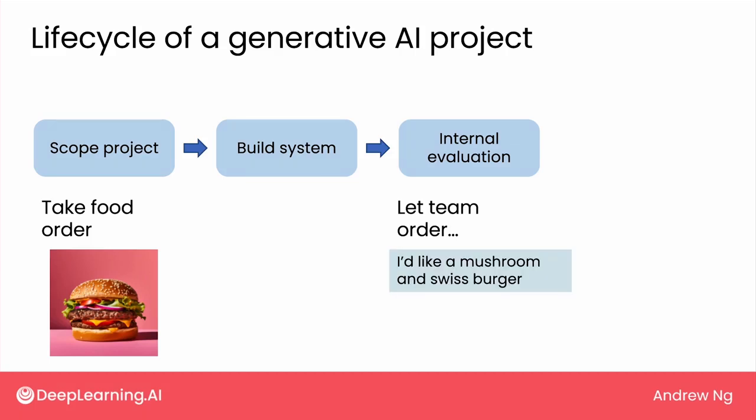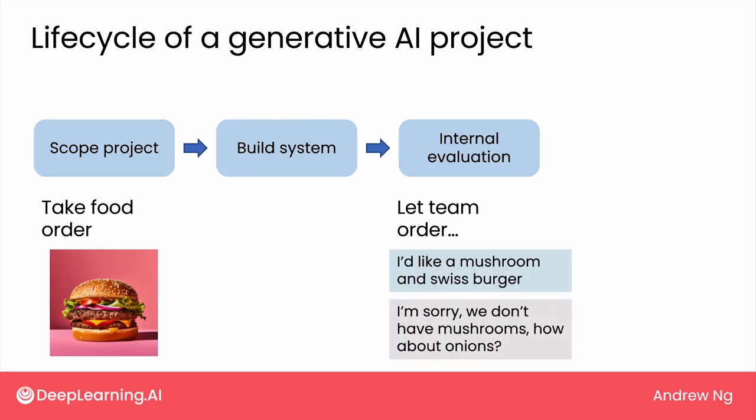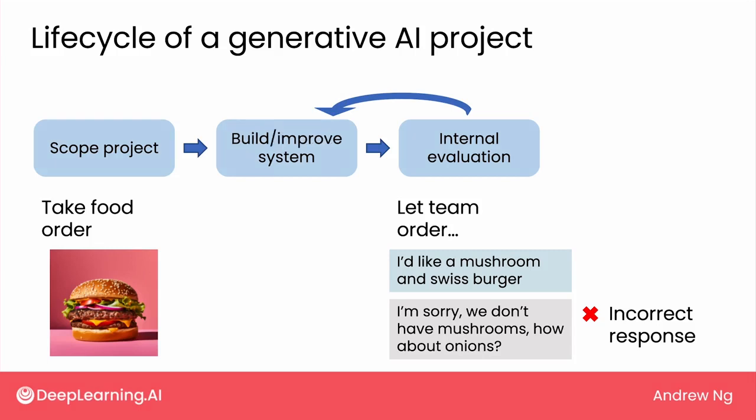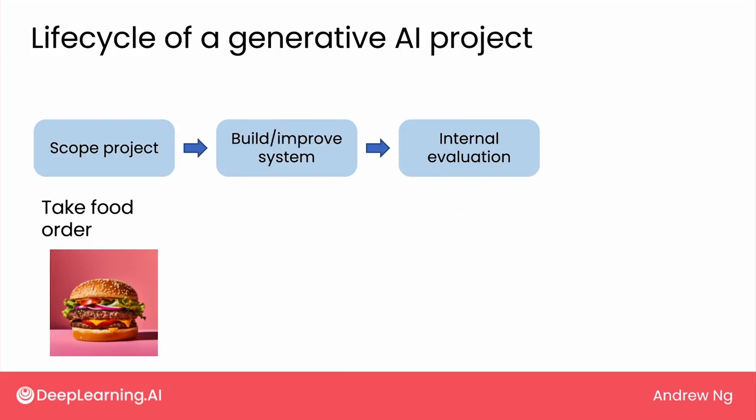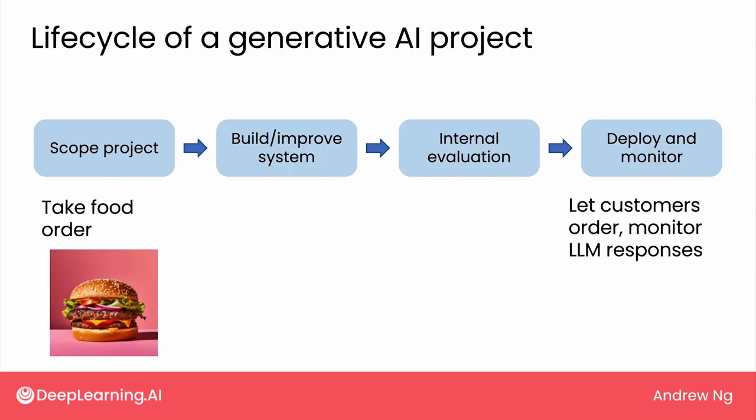And sometimes it will give an unexpected poor response, such as if you do have mushrooms on your burgers, but for some reason, the chatbot says, I'm sorry, we don't have mushrooms. Similar to what we saw for the restaurant reputation monitoring system, it will be by discovering mistakes like these that helps you to improve the system. And after you're sufficiently confident that this is safe to deploy externally, you can then deploy it and let customers place real orders and monitor the large language model's responses to make sure that if it still says anything it isn't quite supposed to, you can continue to improve its performance.